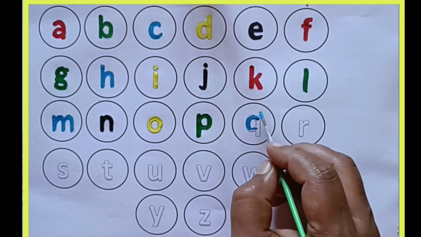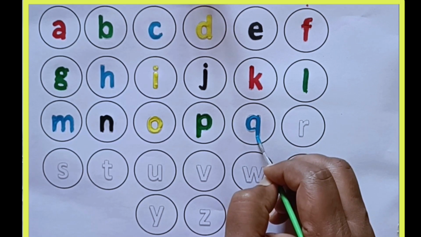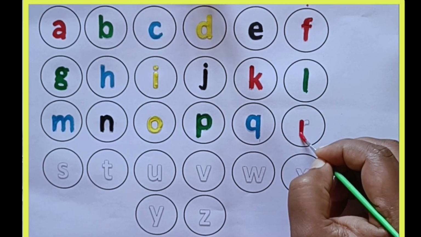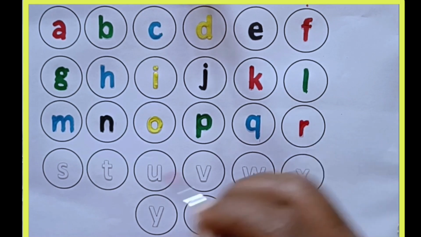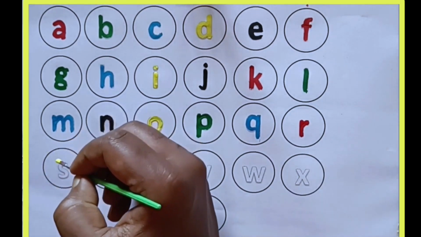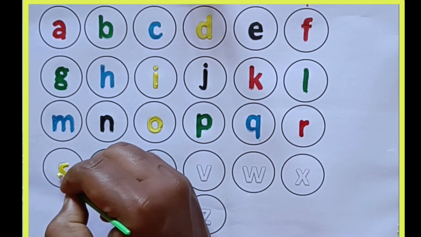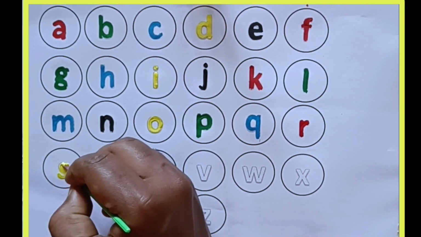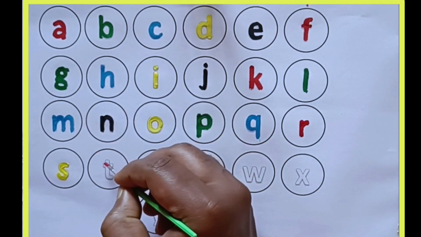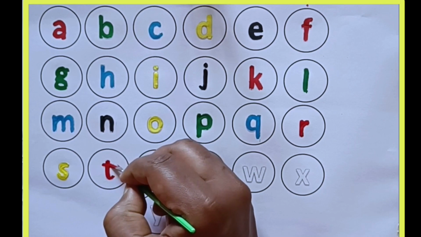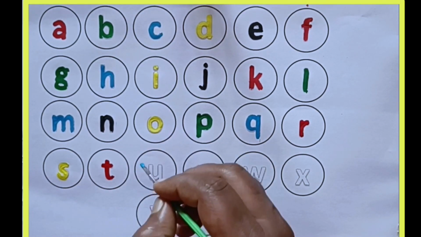Q for queen, Q for queen. R for rose, R for rose. S for sun, S for sun. T for table, T for table.